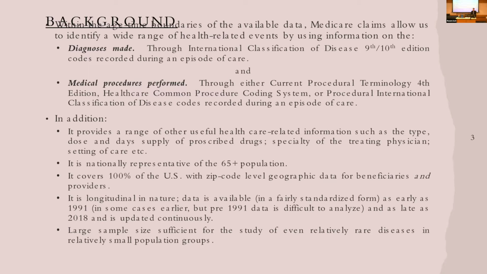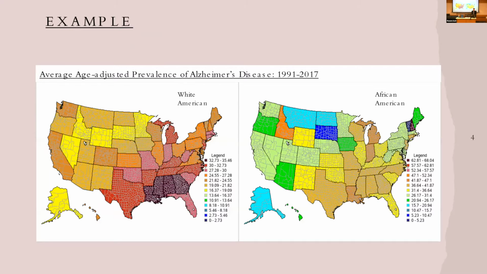Finally, depending on your release, there's a large sample size, which is sufficient for the study of relatively rare diseases, which Alzheimer's at the end of the day is. It's a relatively rare disease. Now, just as an example, it is quite possible to use just a 5% sample of Medicare to create reasonably accurate state-specific maps of prevalence, incidence, mortality, what have you. These are aggregated at the state level, but the same program can regenerate these maps at the county level or even the zip code level.